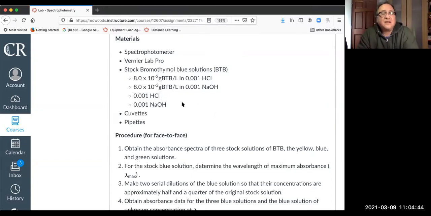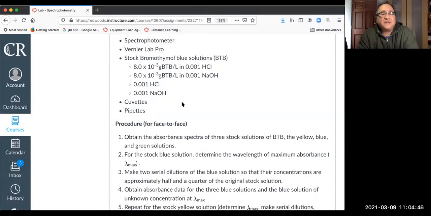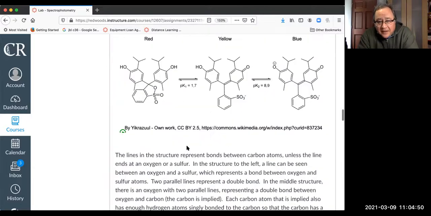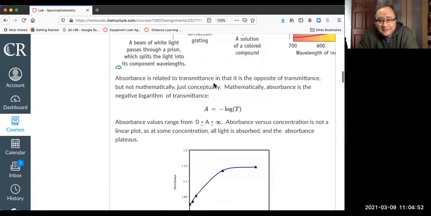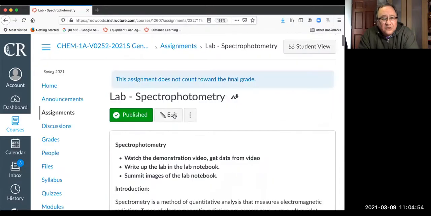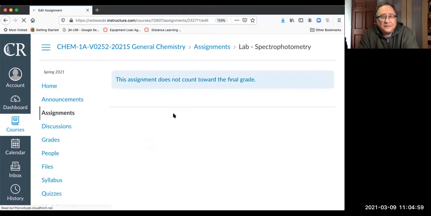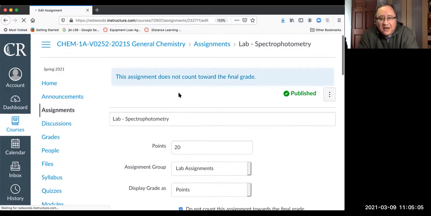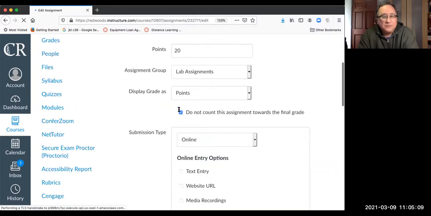Okay. All right. And I see I'm going to have to edit this a little bit because we should have molarity there. I'm going to edit it while we're talking. So edit. This assignment does not count towards the grade. Oh, I got to change that. Boom.